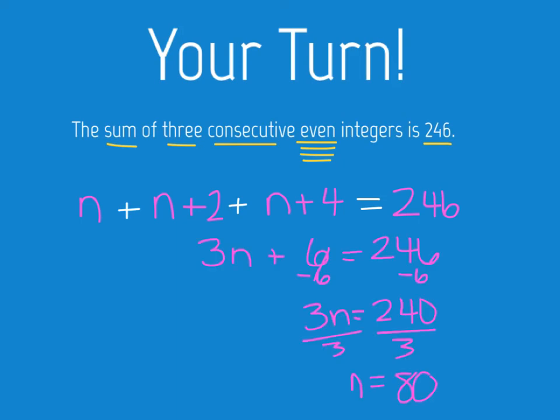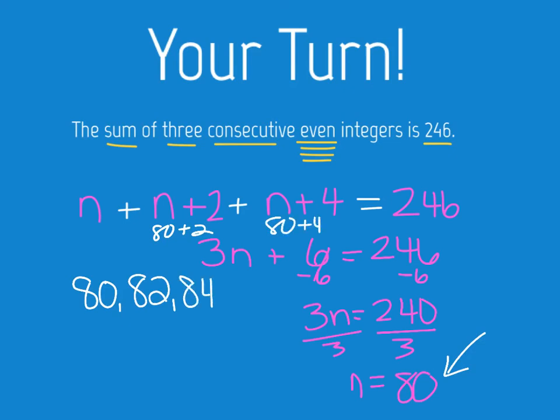When I solve this one, I got n equals 80, which means my first number is 80. My second number is 80 plus 2, or 82. And my third number was 80 plus 4, which is 84. These are my 3 consecutive even numbers that have a sum of 246.